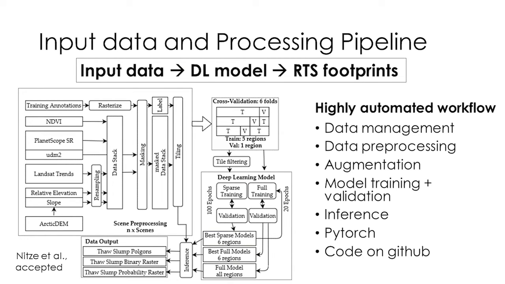The workflow also contains automated model training and validation, and inference, which means the final application of the model. So we put data into the model and receive footprints from unknown areas to really apply the model over large regions. All of that is implemented in Python based on PyTorch and many packages. And the code is on GitHub, so you will have a link to that later on so that you can also use the code, improve it, create your own models, and run the entire processing.